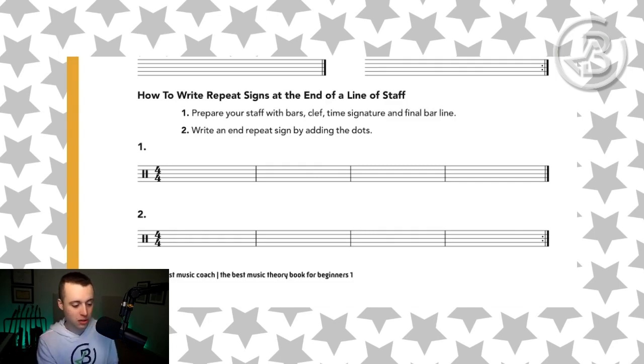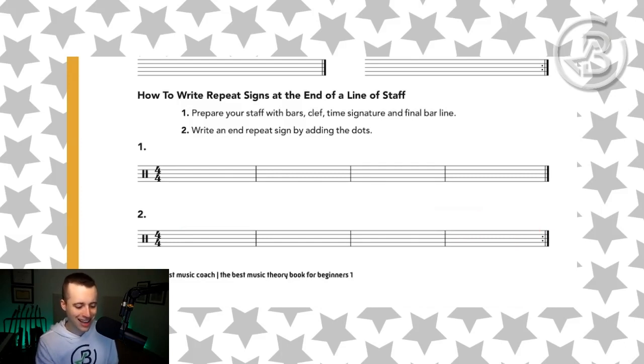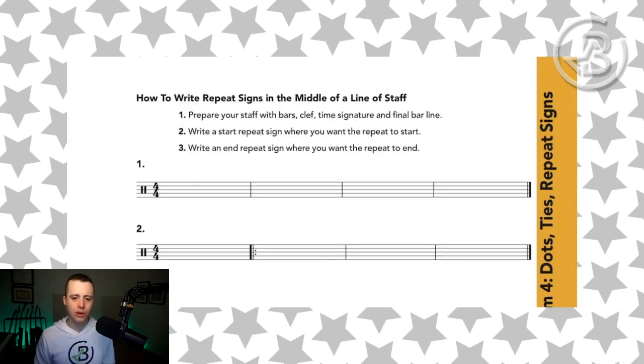So if you want someone to go through something twice, all you got to do is write a repeat sign at the end, and you can do it at the end of 4 measures or at the end of 8 measures, either way. Now let's talk about how to write repeat signs in the middle of a line of staff.